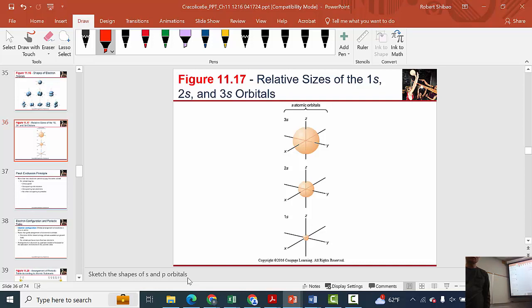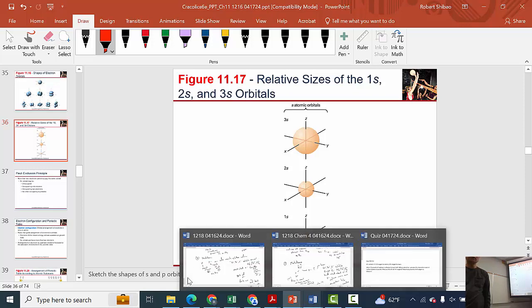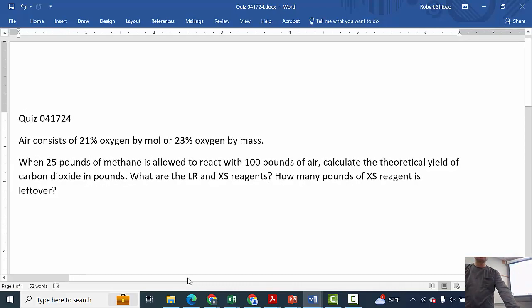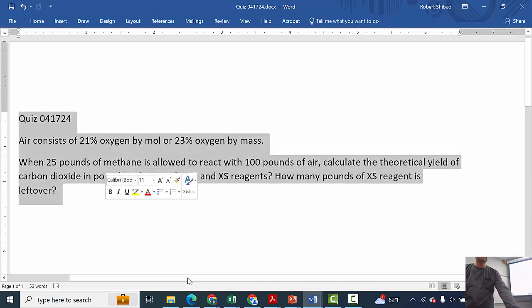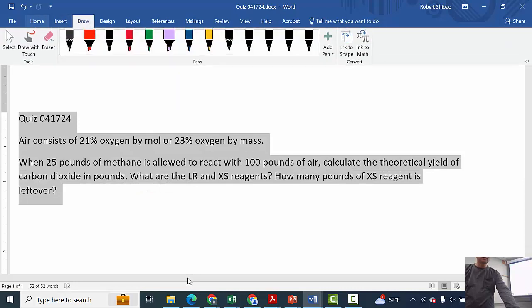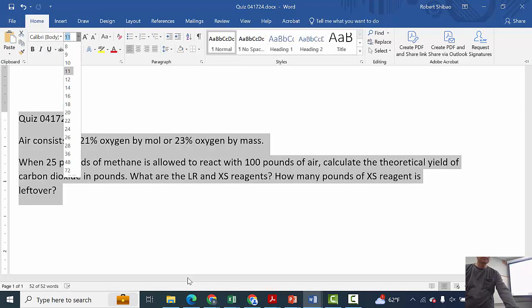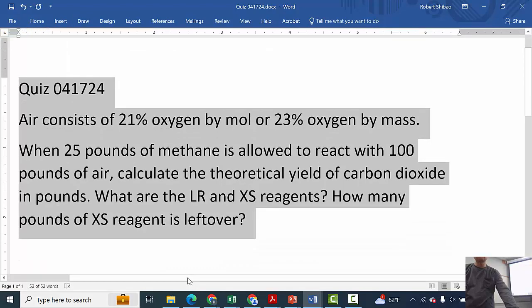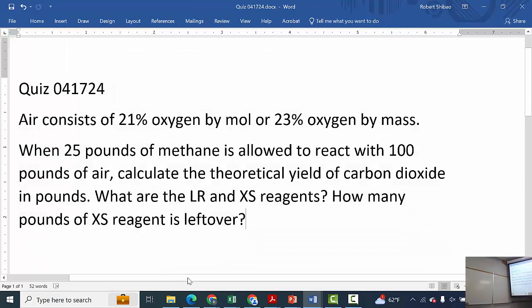Chapter 11 is kind of long, so what I'm going to do is stop chapter 11 here. And then let's get some practice with chapter 10. And so this is the practice that we're going to do for chapter 10. And blow this up. So why don't you try to work on this problem here?